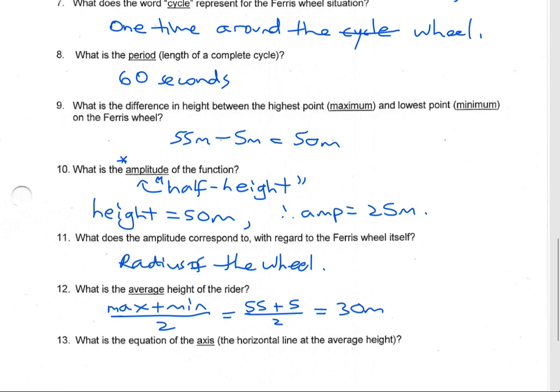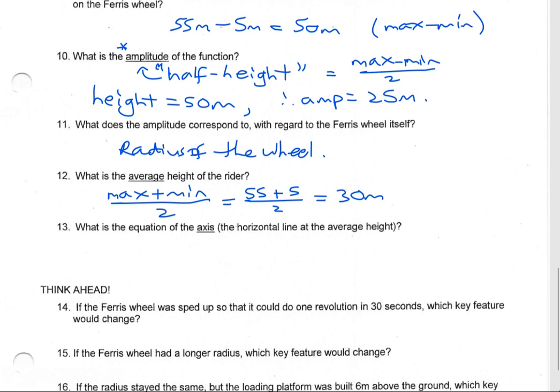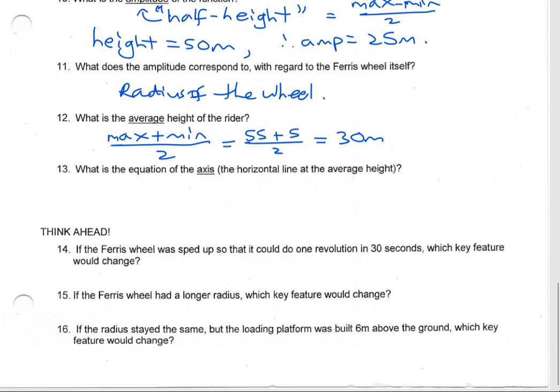Okay, what else? Oh, let me just go back to amplitude for a second. So the difference in height is how I got it, the max minus the min. So another way to think of amplitude is that because it's half the height, it's max minus the min divided by 2. Okay, so now we have a kind of formulas, but if you understand, you don't need the formulas.